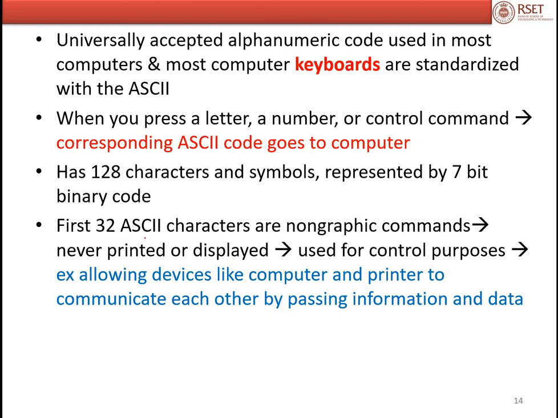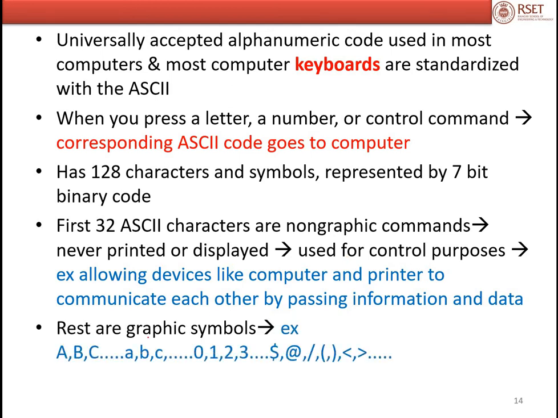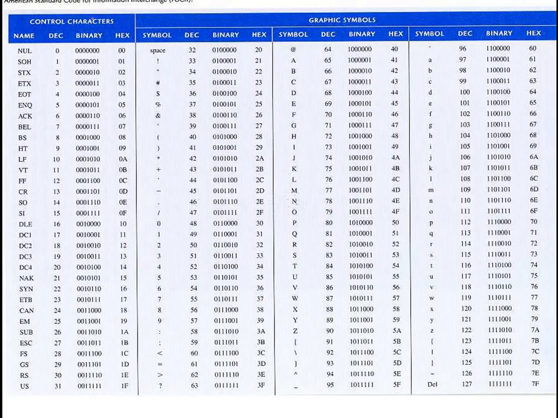So the first 32 ASCII characters are non-graphic commands which are never printed or displayed, and they are only used for control purposes. The rest are the graphic symbols. For example, capital letters ABC, small letters abc, numerals 0 to 9, dollar symbol, at the rate, less than symbol, greater than symbol, etc.